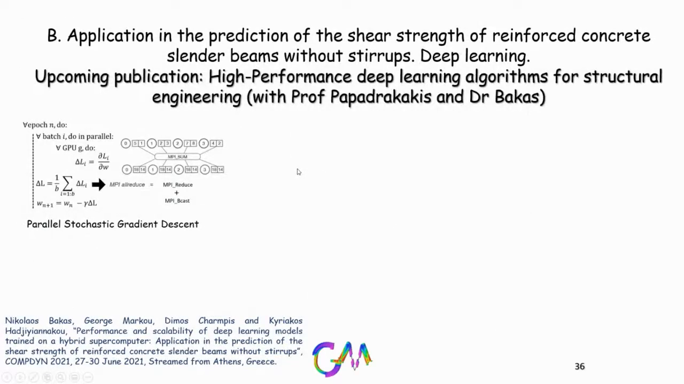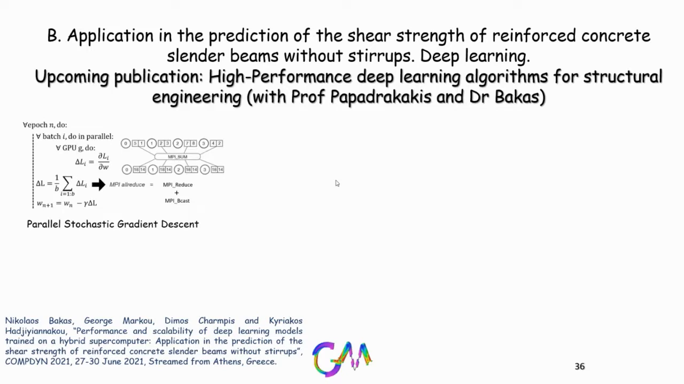Now, when it comes to performing training of artificial intelligence algorithms, computational demand is very high. So in this case, we've developed with Professor Bagas, Dr. Nicolaus Bagas, which is a good friend of mine, an algorithm that is able to use the parallel stochastic gradient descent and perform the training by using GPUs on a supercomputer. 64 GPUs, and each one cost $10,000.